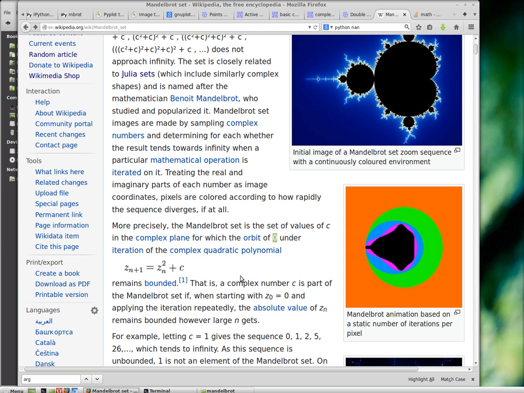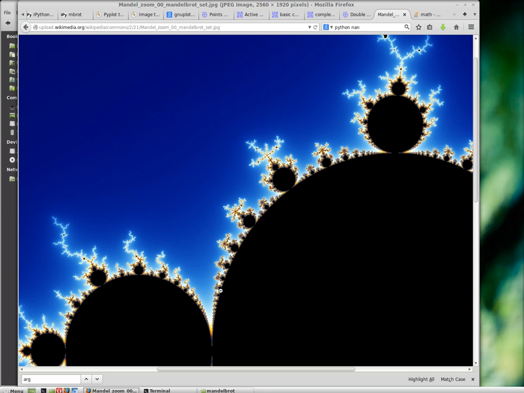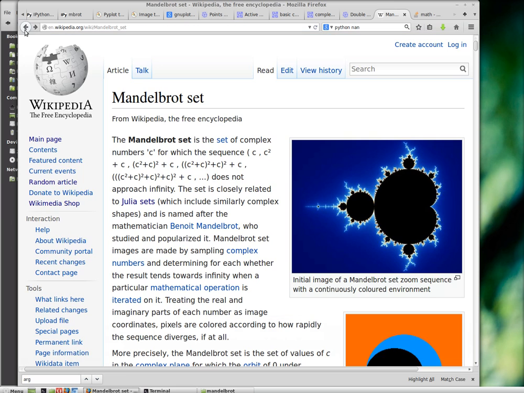And two things are possible. It could be that these points just run off to infinity, or it could be that they sort of settle down and hang out around the origin. So if they settle down and hang out around the origin, then they get to be in the Mandelbrot set, and if they run off to infinity, then they don't. And one thing that makes the Mandelbrot set so pretty is that it has really complex edge.